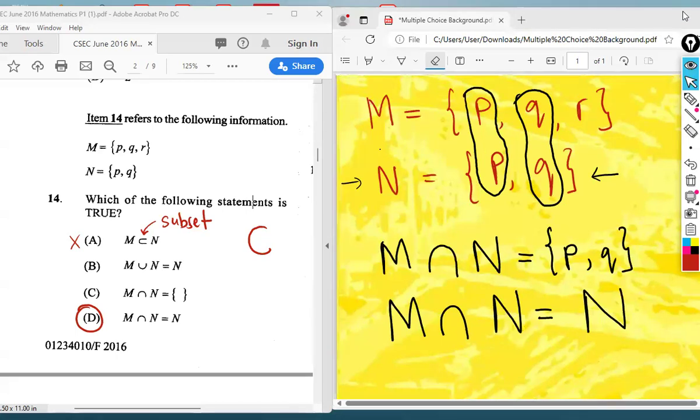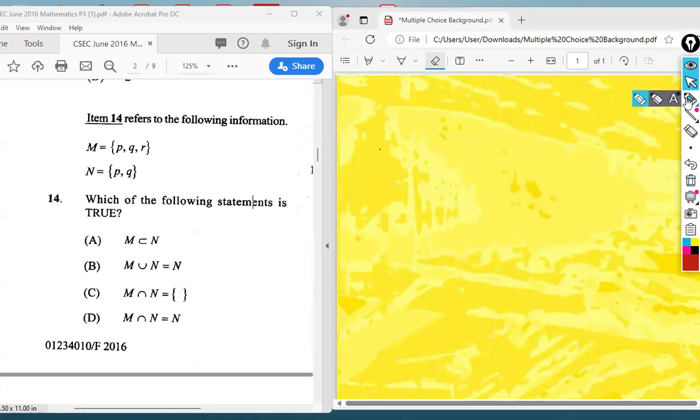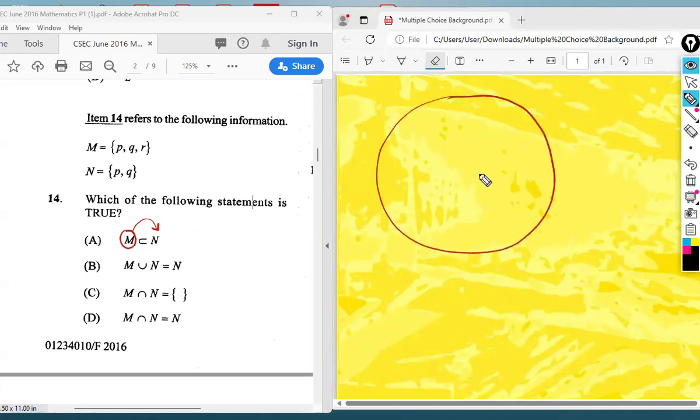Think it through. The reason why A is not the answer is that it's supposed to be the other way around. In A, they are saying M is a subset of N, so they are trying to say M is the smaller one. But that's not true, right? If you were to draw this in a Venn diagram, we get two different colors. The big circle is supposed to be M, and the small circle is supposed to be N. N is actually living inside of M.